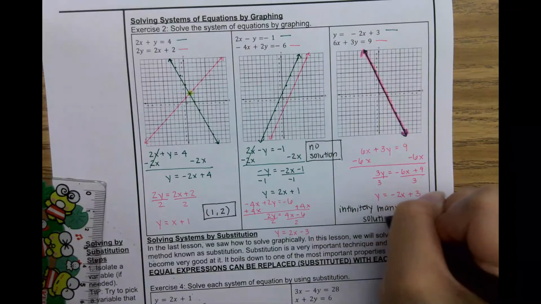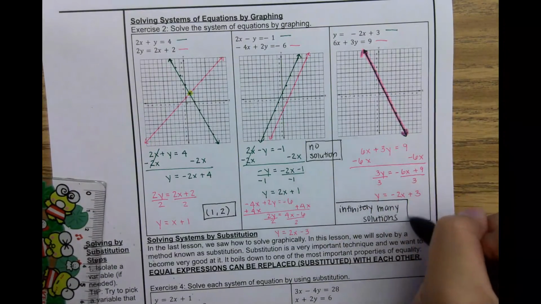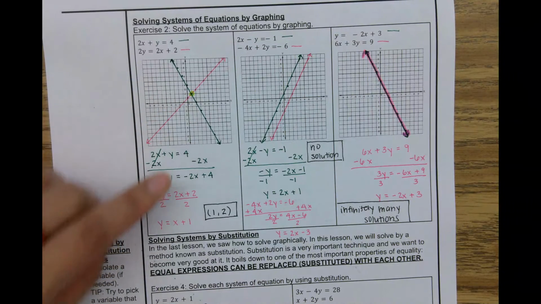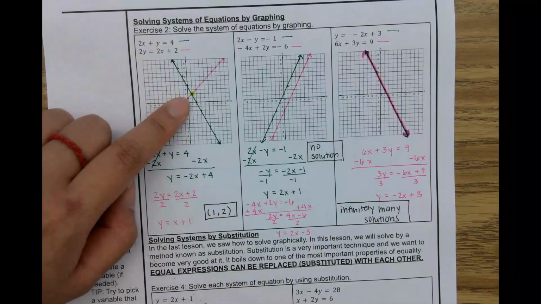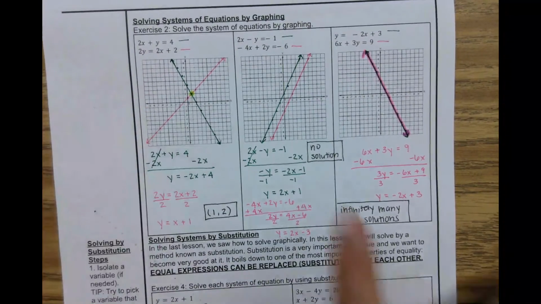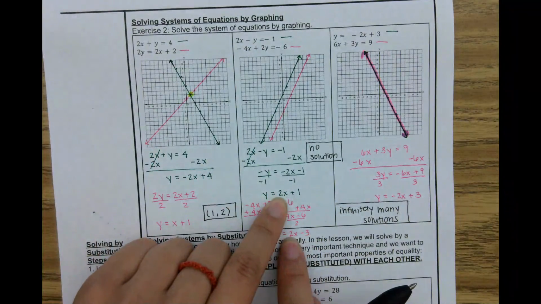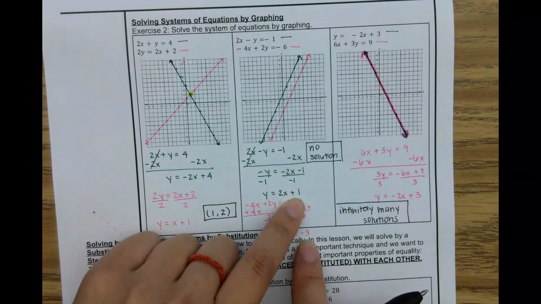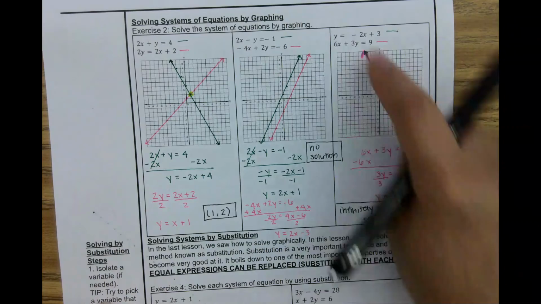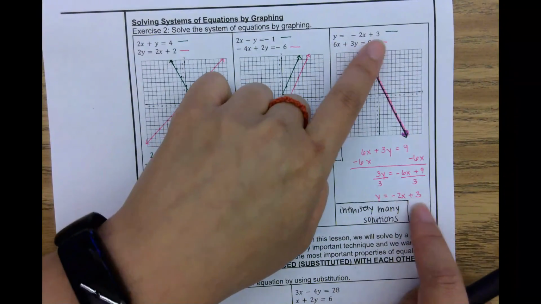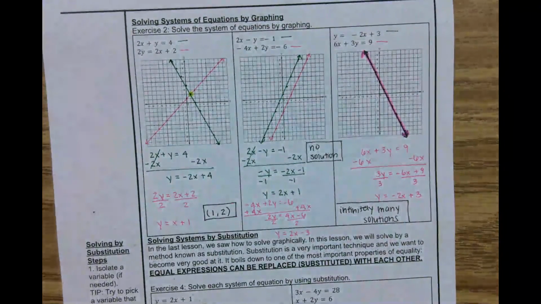And so here you see the 3 different cases. One solution when our slopes are different; it will touch in one place. No solution when we have parallel lines: the slopes are the same, but the y-intercepts are different. And then infinitely many solutions when we have the exact same line, where the slope is the same and the y-intercept is the same.